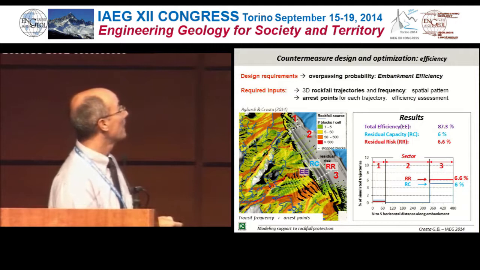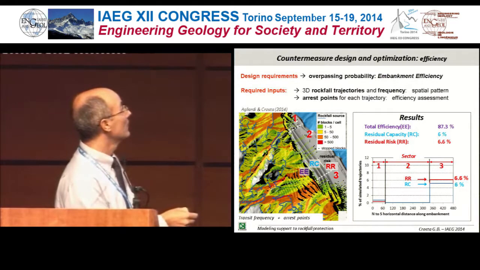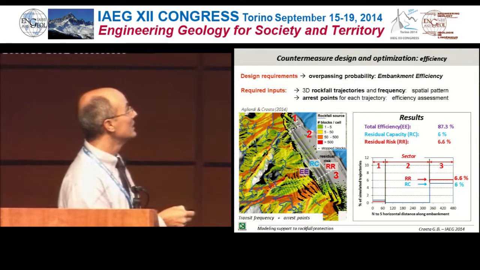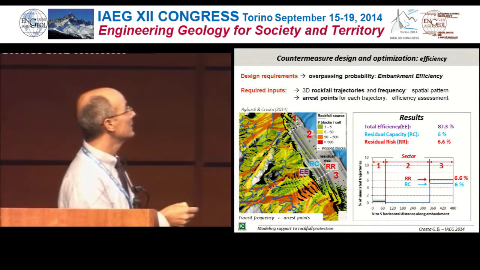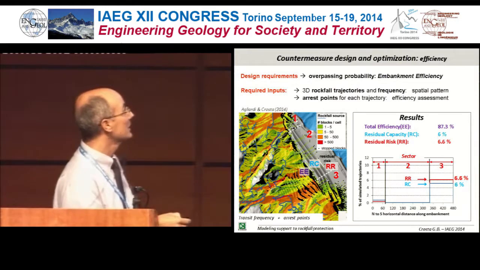Another analysis that has been performed is the efficiency of the structure, and Federico was working on this. In this case we have the same benched slope, the ditch, and we can compute the number of blocks that are entrapped in this ditch, and we will have in this way the efficiency of the upper part of the embankment. We can compute the total efficiency of the structure, and we can compute the residual capacity of the embankment, mainly considering the number of blocks that are arrested along the benches, and finally we can define the residual risk after the structure has been built.